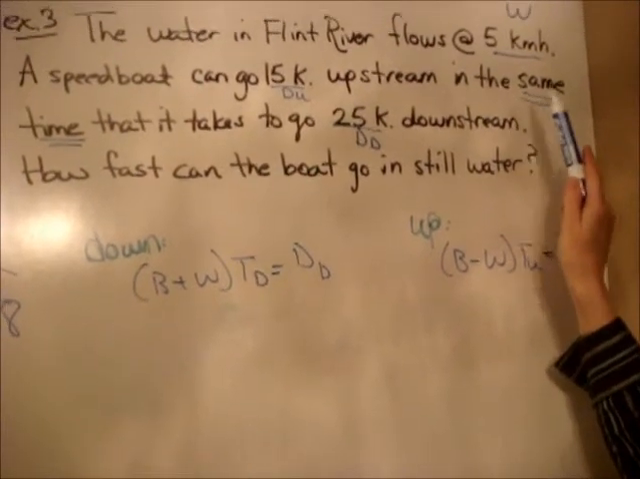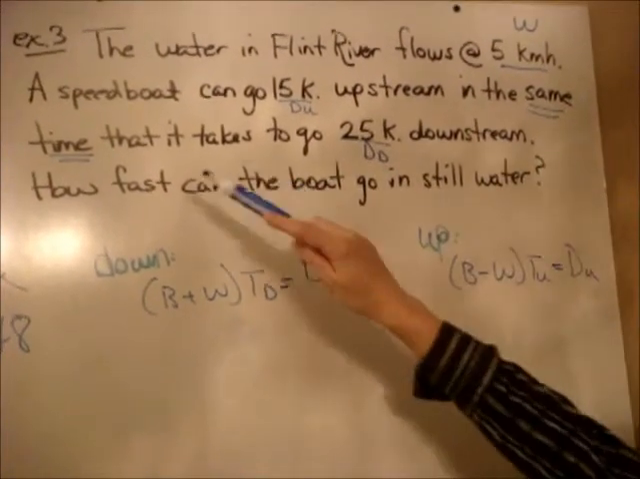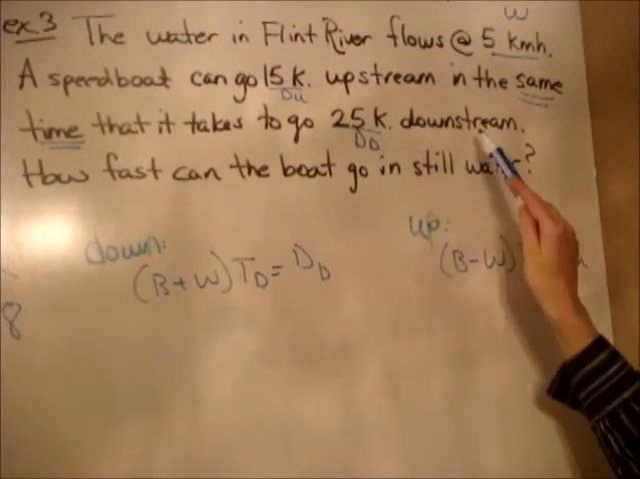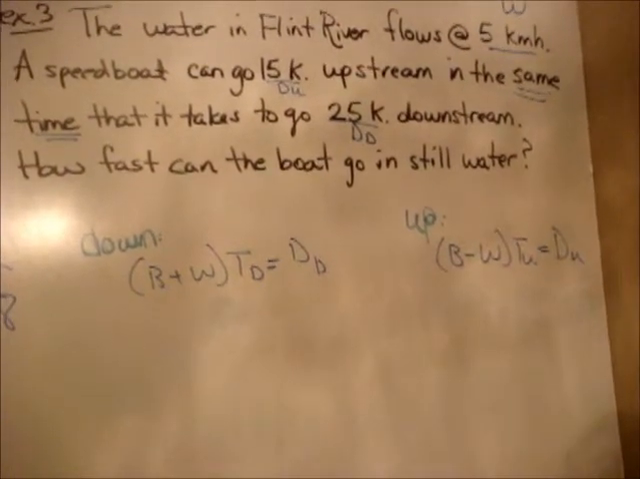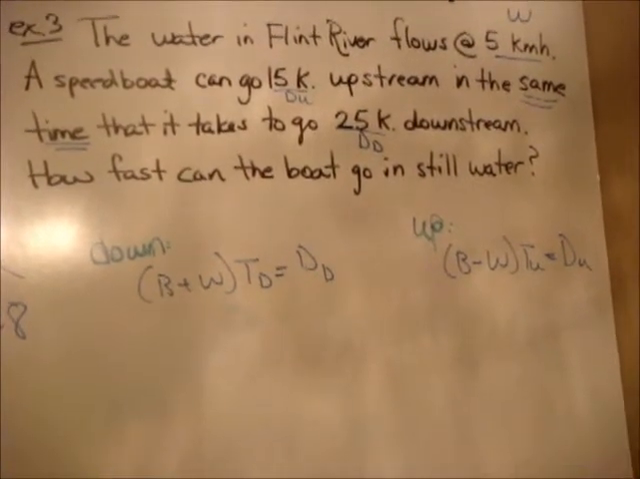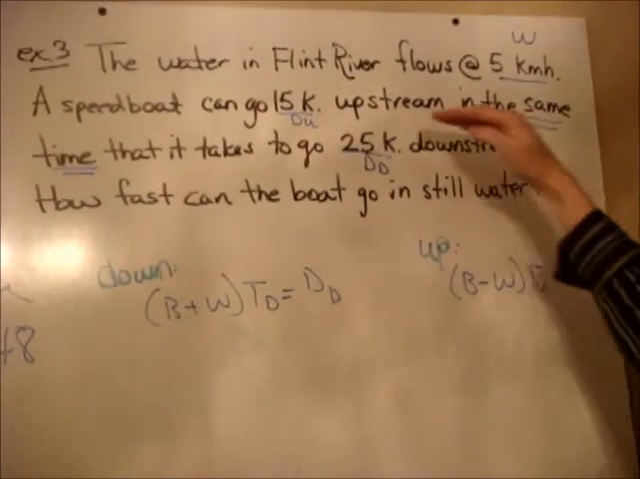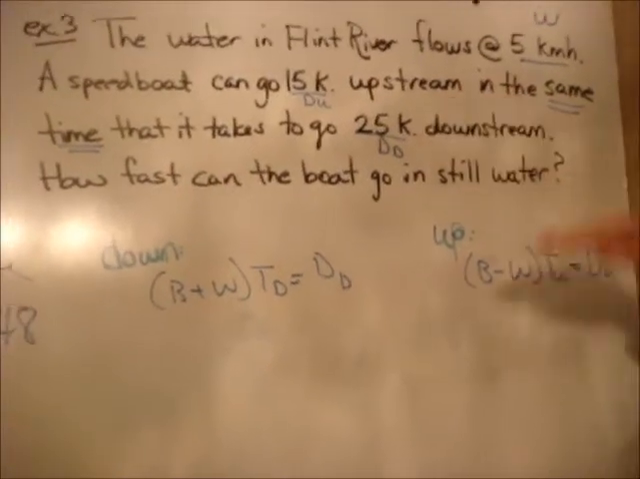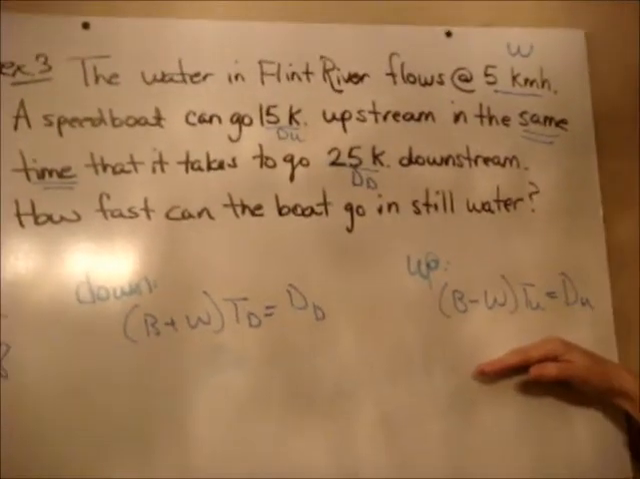That means we're going to just use the generic T that it takes to go 25 kilometers downstream. How fast can the boat go in still water? So we're looking for the speed of the boat, so we're looking for the B. This one's tricky because they're starting with the upstream. So we're going to put the numbers in this equation first.